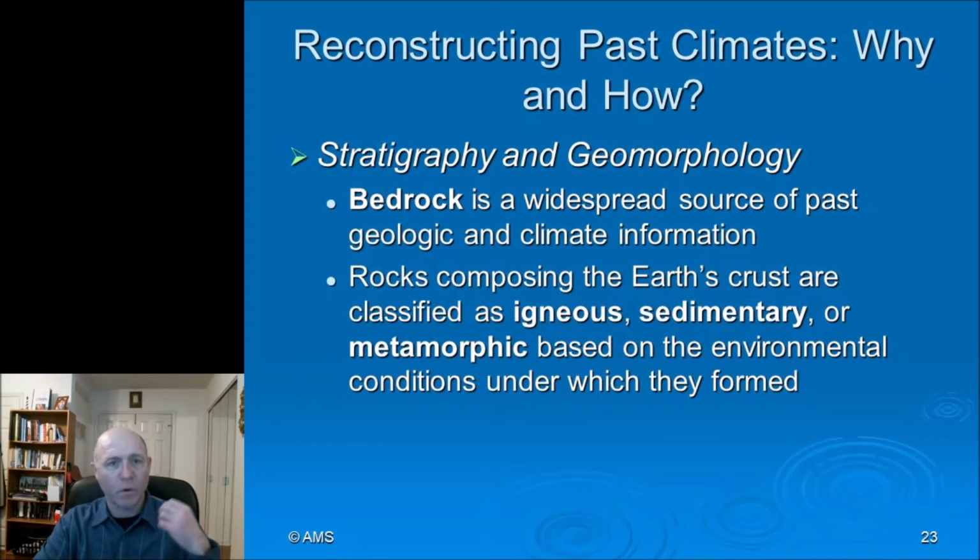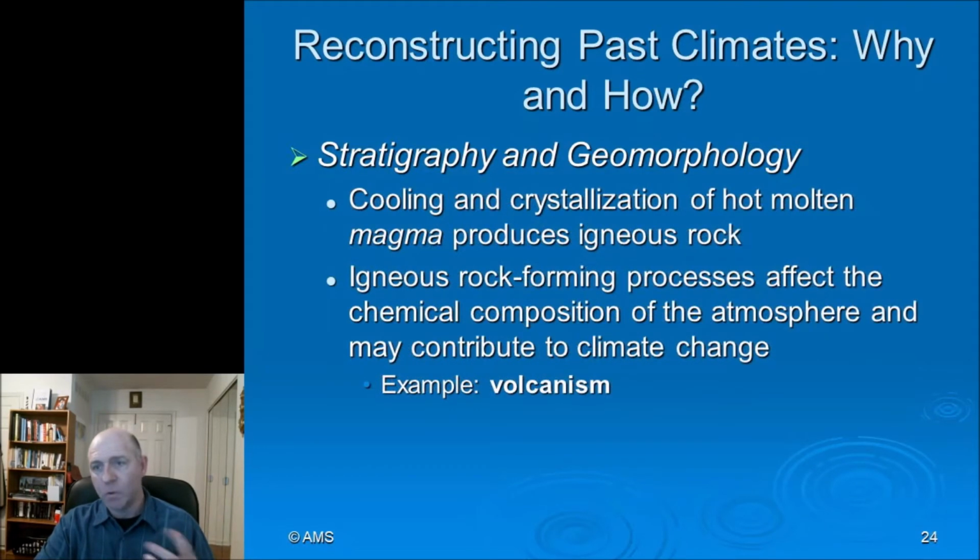So just briefly to roll through these things, you can go back and look through bedrock as a widespread source of geologic and climate information. Think about how active volcanoes were in that time, because the rocks that comprise the Earth's crust are three types. You might remember these: igneous, sedimentary, and metamorphic, depending on what kind of environmental conditions they formed. Cooling and crystallization of the molten magma gives you the igneous rock. So then these igneous rock forming processes affect the chemical composition of the atmosphere. They can contribute to climate change and the carbon cycle. We talked a little bit about that a few lectures ago.